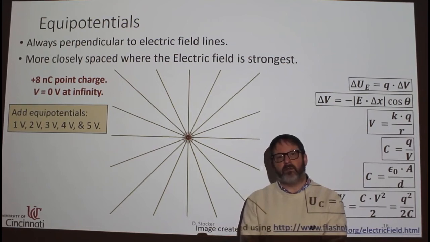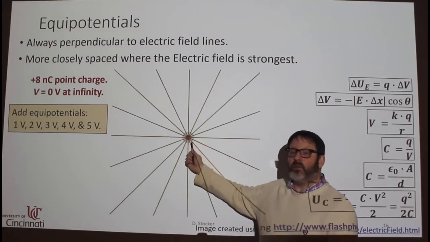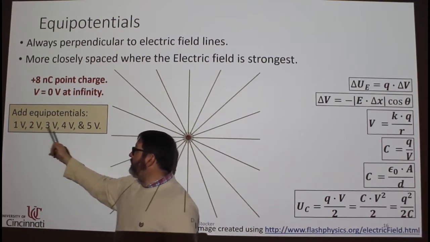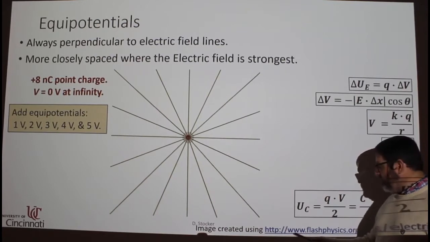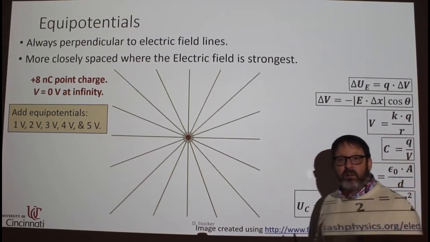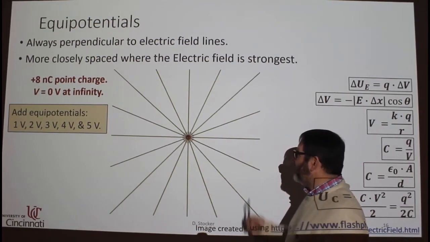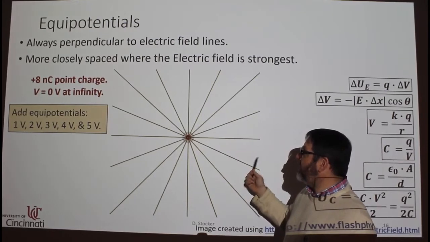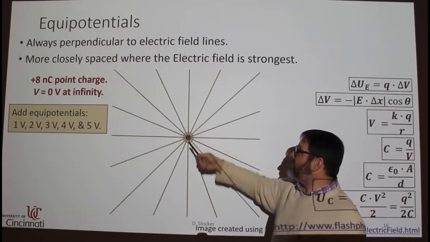In this video, I'll draw equipotential surfaces or equipotential lines for a +8 nanocoulomb point charge. I'll draw them for 1 volt, 2 volts, and 4 volts. I've used the simulation flashphysics.org, which actually doesn't work anymore because Flash Player no longer exists. But I used an online simulation to create these field lines. This simulation doesn't create arrows, it only creates the lines themselves.